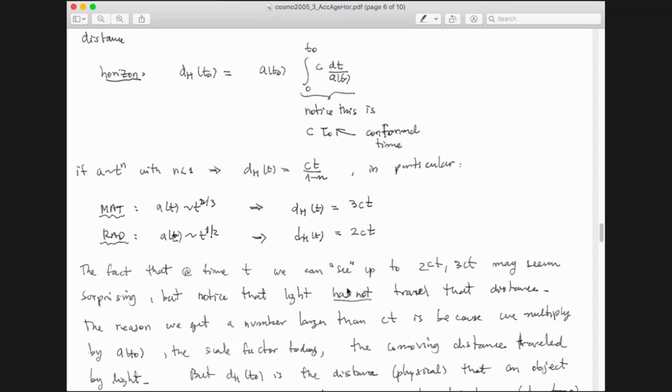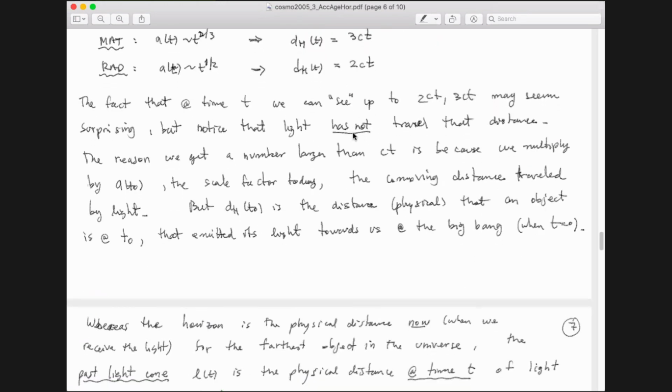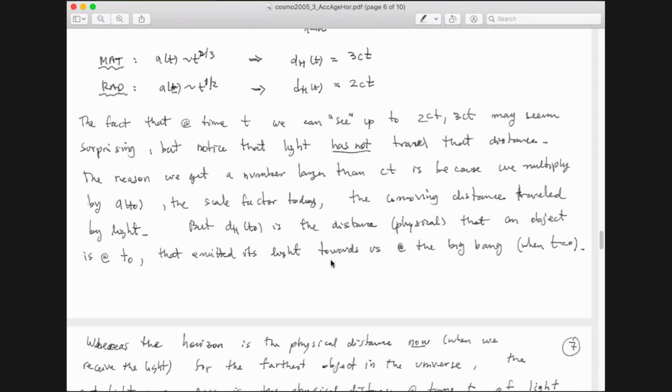It doesn't mean that light is moving faster than c, that its velocity is 3c. No, it means the space behind is expanding. Is it clear? Yes, sir.